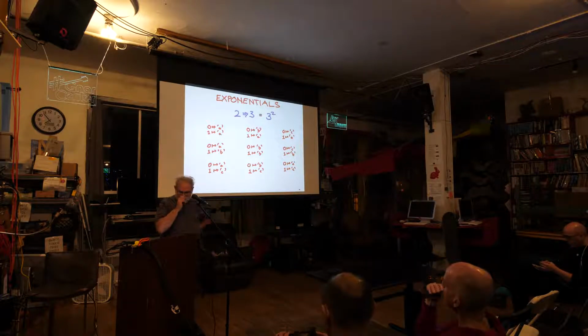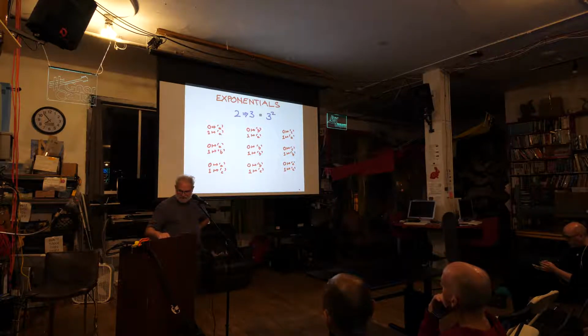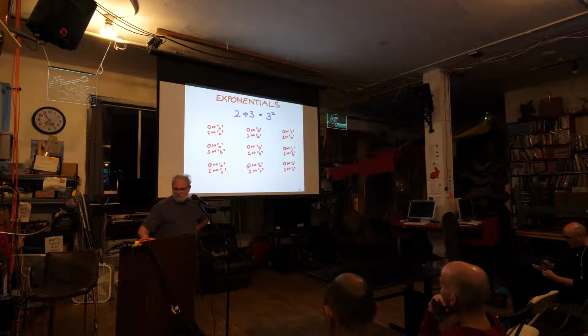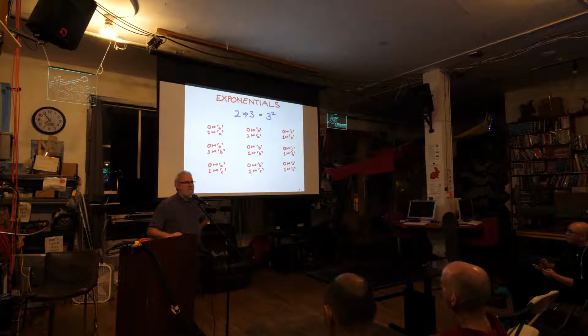Right? And what are the 3 squared things here? Well, it's 0 maps to a and 1 maps to a, or 0 maps to a and 1 maps to b, or 0 maps to a and 1 maps to c, or 0 maps to b and 1 maps to a, or 0 maps to b and 1 maps to b, or are you bored yet? I'm bored. I'm not going to do the other 4. But you can see that there are a total of 9 of them.